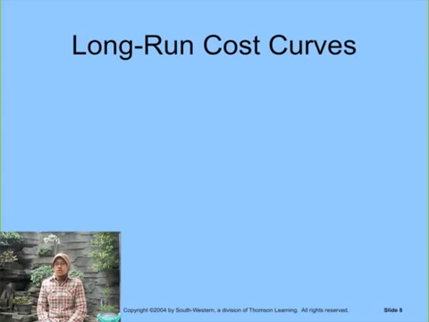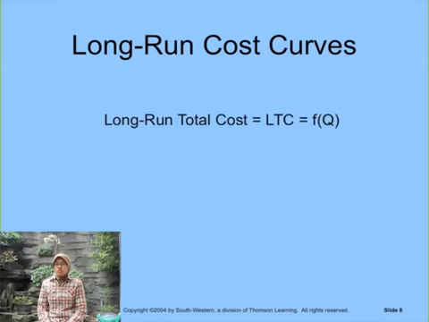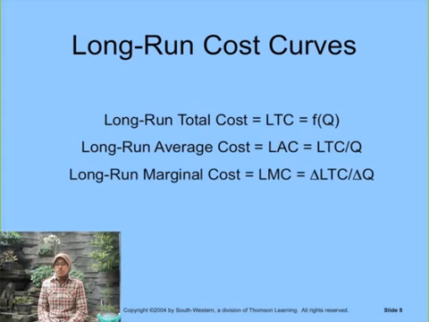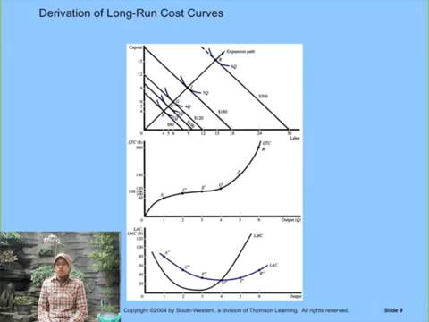Next is long-run cost curve. We define long-run as the time period during which all inputs are variable. A firm's long-run total cost curve is derived from the firm's expansion path and shows the minimum long-run total cost of producing various levels of output. From long-run total cost, we can derive the long-run average cost. Long-run average cost equals long-run total cost divided by output. And we can also derive the long-run marginal cost that equals change in long-run total cost per unit change in output. This is the derivation of long-run cost curves.